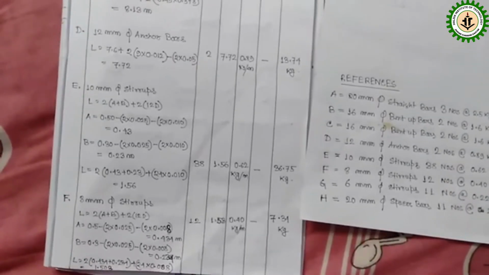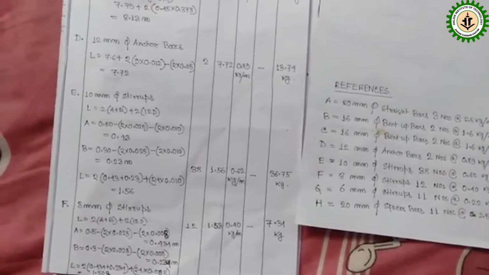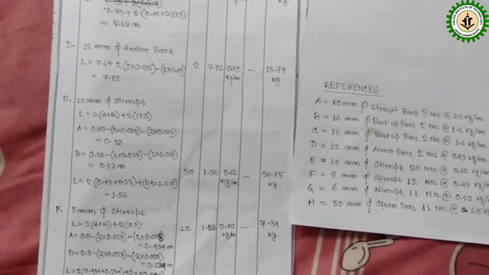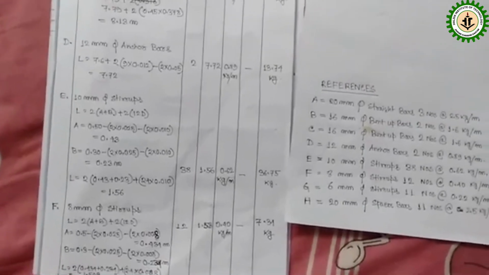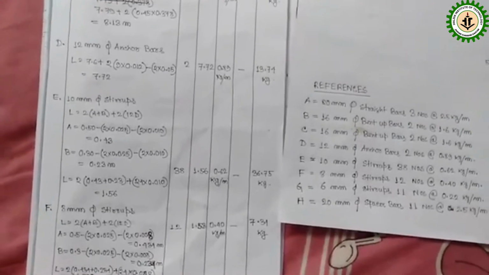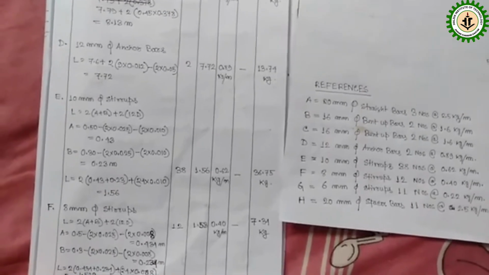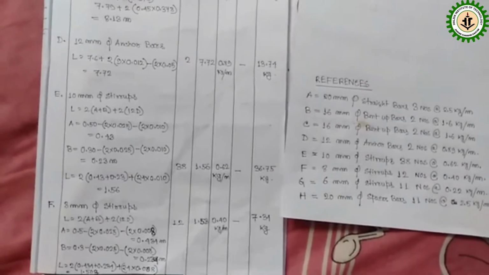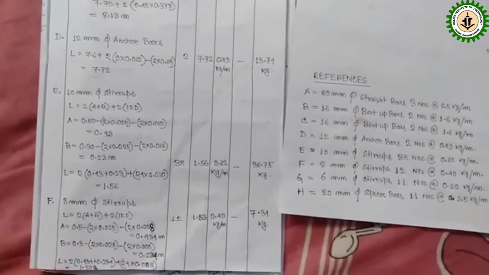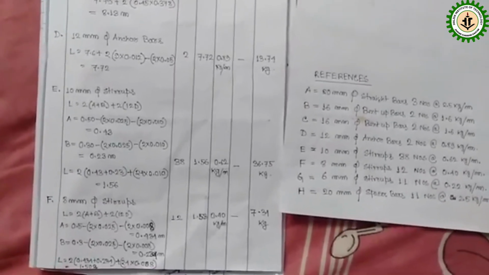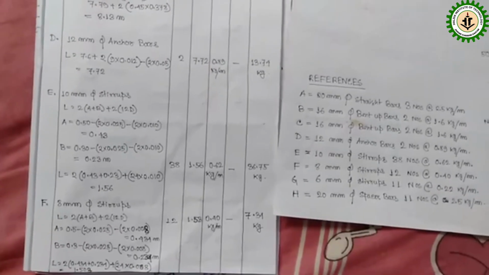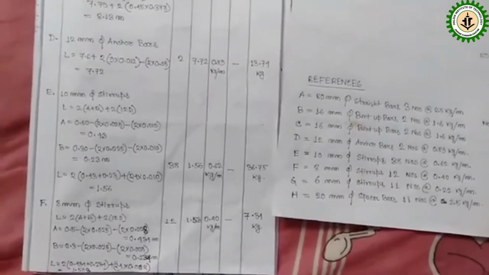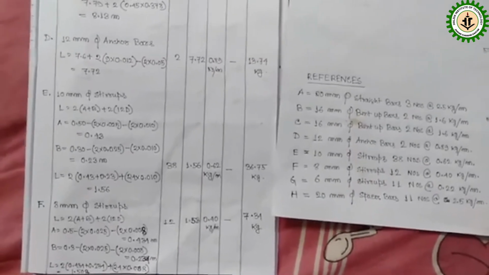meter. So the length of the E-type stirrup will be, we know the formula, L equal to 2 into (A plus B) plus 2 into 12D. So here A is 0.43, B is 0.23, and diameter is 0.010. So length is coming L equal to 2 into (0.43 plus 0.23) plus 24 into 0.010. So that is coming 1.56 meter.